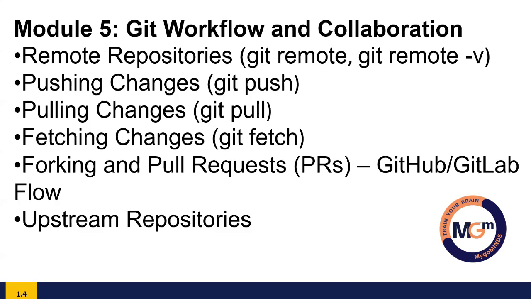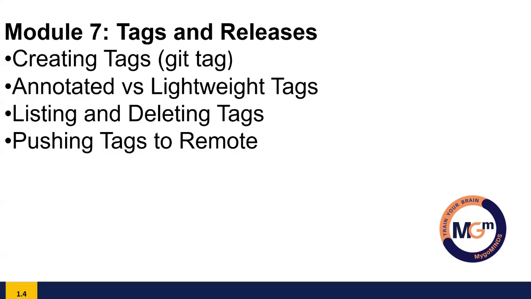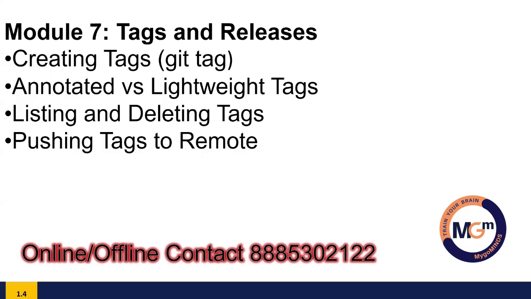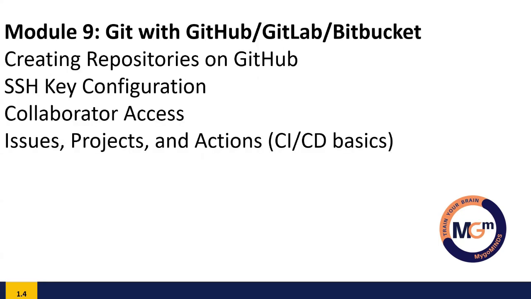And module 5 will discuss Git workflow and collaboration: remote repositories, pushing changes, pulling changes, fetching changes, forking and pull requests, and GitHub and GitLab flow. Then upstream repositories and undoing and resetting changes: Git checkout versus Git restore, Git reset, Git revert, Git stashing, and Git clean I will show you. The tags and releases I will show you, guys. And Git advanced topics: rebase, cherry-pick, Git ignore, and Git attributes I will show you.